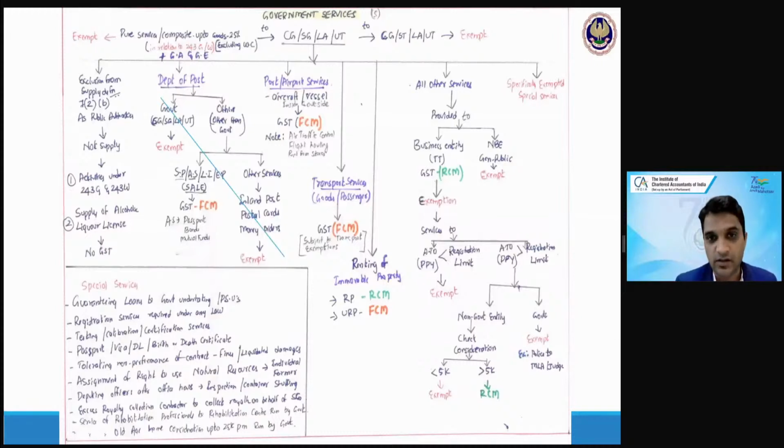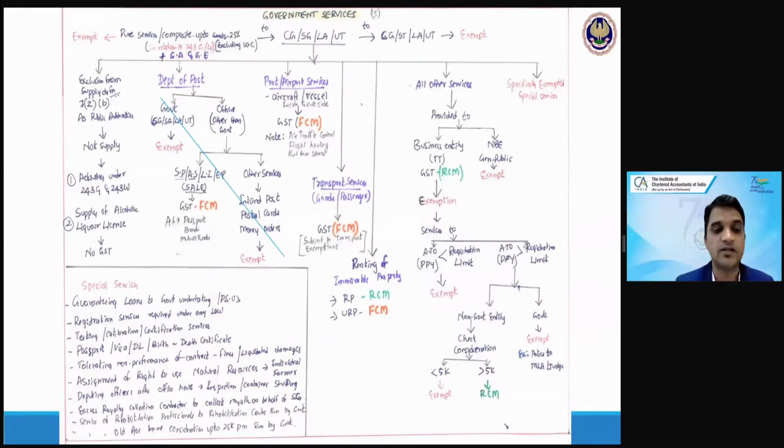So government services. Still more questions, we can see in valuation. I don't want to break the flow. Yes. Perfect. Today, MCQs, we will try to do it because we have to cover all the exemptions. Then we have to do MCQs, but we will see how many we can cover.